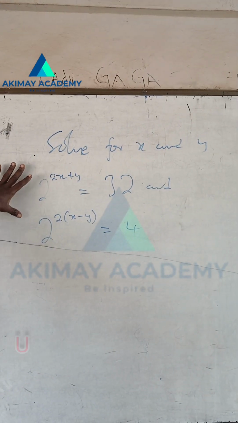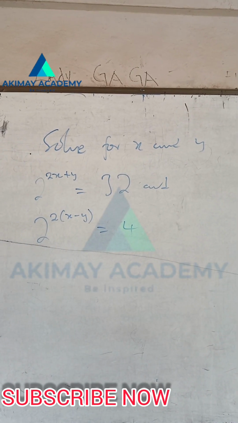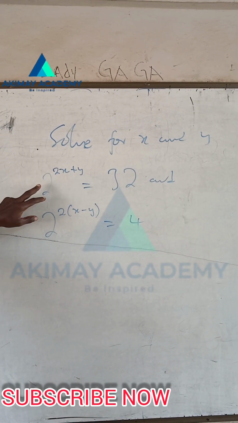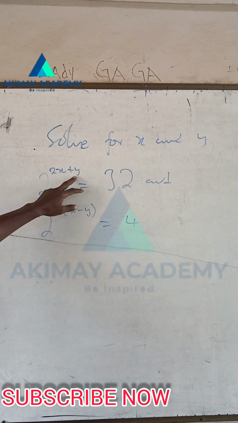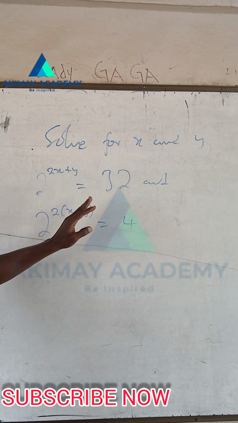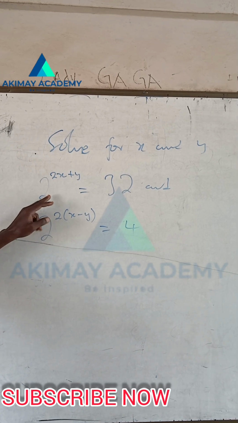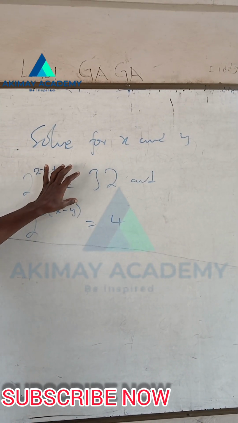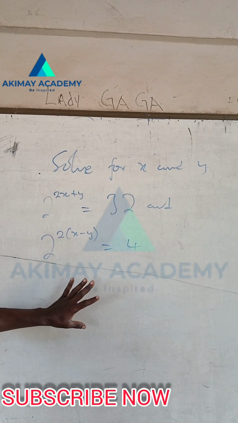Here too, we have another simultaneous equation involving indices. As we stated earlier, with this one you can see we have two exponents: 2^(x+y) equals 32. But 32 is a whole number, and this is an indices. So for you to be able to solve this particular problem, you need to break it down to a normal equation form.